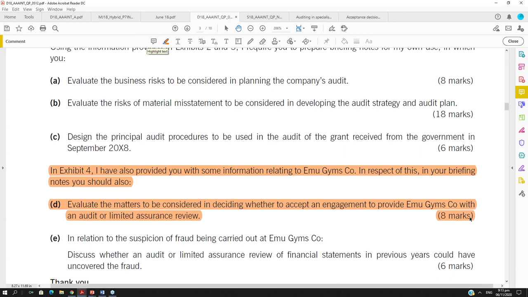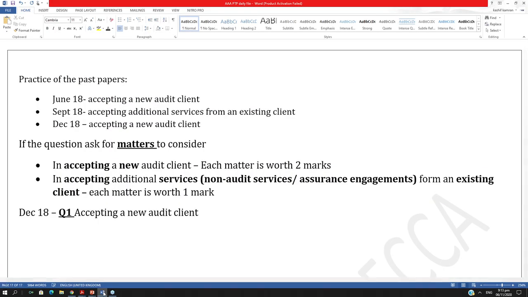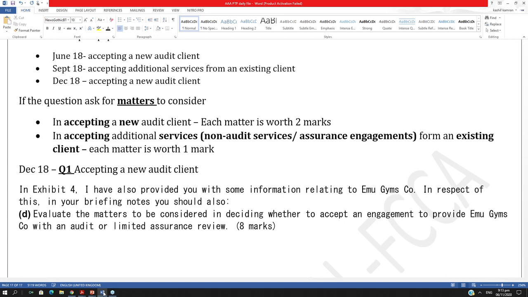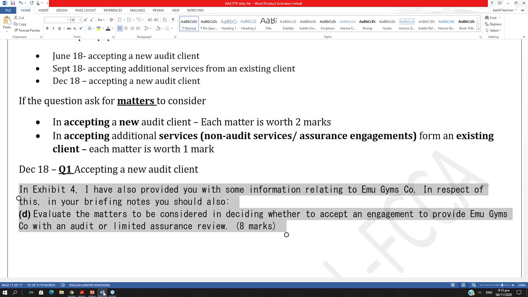Okay, how many marks do we have? 8. We are accepting a new client. So how many marks will we get per matter? 2. Okay, I'm just putting this requirement here in front of you, and let's start reading the case study and let's see exactly what we need to do.